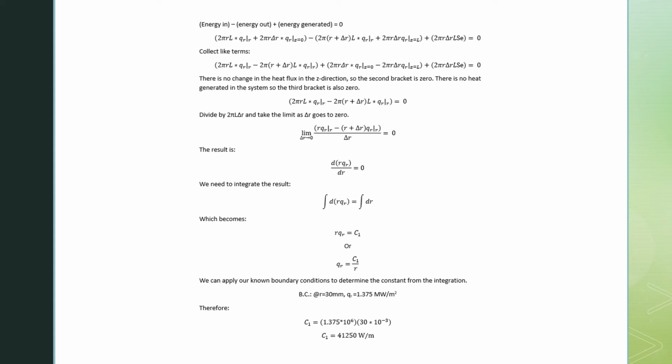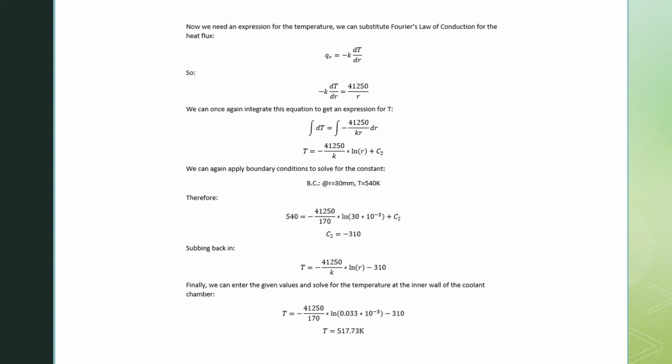Instead, C1 is to be solved for using our first boundary condition, which is at r equals 30 millimeters, q_r is equal to 1.375 megawatts per meter squared. Doing so will net them C1 is equal to 41,250 watts per meter.